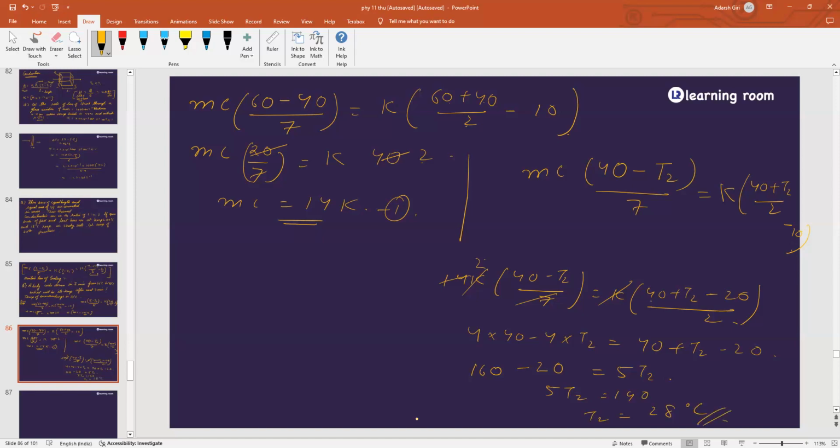Understood? So after the next 7 minutes... Sir, can you explain from where you cancel the K? You cancel the K. You just have to find T2. You can solve the equation now; solve it your way. I took this to the other side. It will become 4. I opened the bracket, 4 into 40 minus 4 into T2, and this side it is 40 plus T2 minus 20. Solve for T2. That's it.